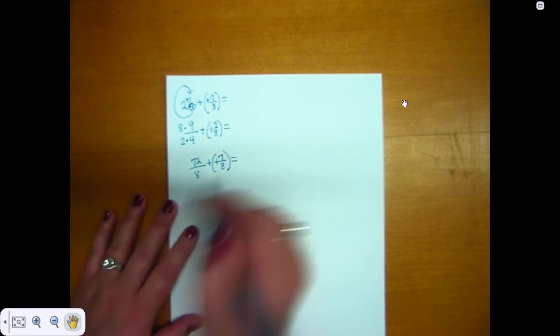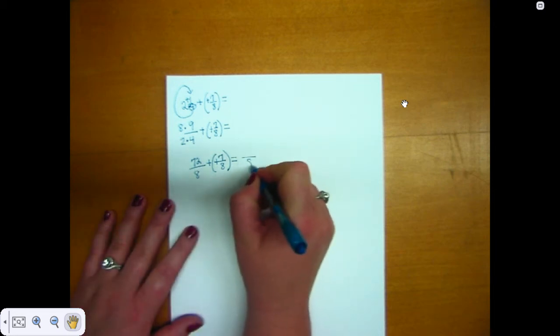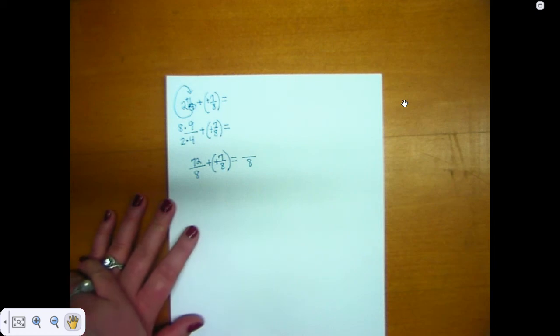Now I'm going to go back to that checklist. Do I have the same denominator? I do have the same denominator, so Red Rover, send that 8 right over. Don't do anything to that 8. Please don't add or subtract that 8. Just bring it on over.